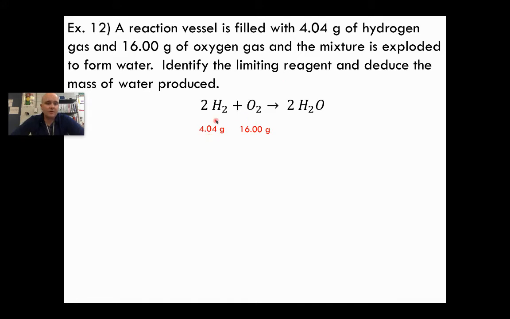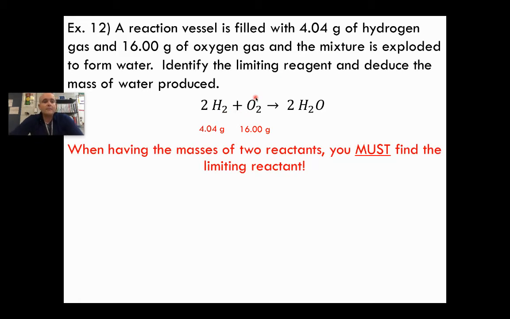We have about 4 grams of hydrogen and about 16 grams of oxygen. Now remember, oxygen gas and hydrogen gas are diatomic. Remember, so hopefully you put H2 and O2. So now when we have the mass of 2 different reactants, we must find out that it's a limiting reactant problem. This should be a big red flag whenever you have 2 masses right here.